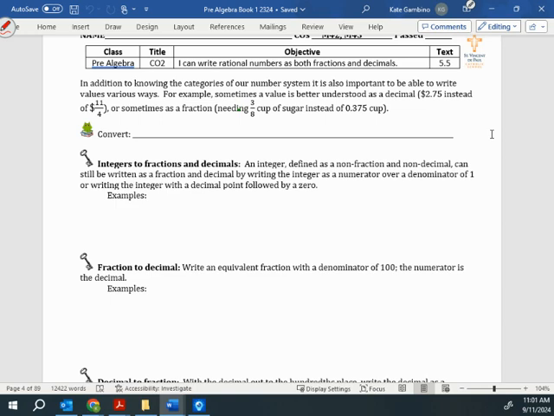Sometimes we need that fraction. So if we need 3/8 of a cup of sugar, that's a whole lot easier for us than saying we need 0.375 cups of sugar. Because our measuring cups don't come in decimals, they come in fractions. So different situations require us to use decimals or fractions, and we need to be able to convert back and forth. What does it mean to convert?